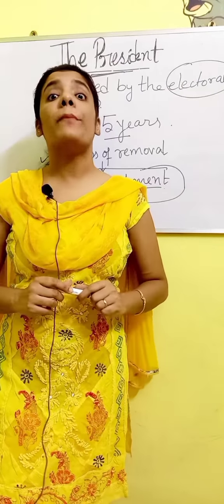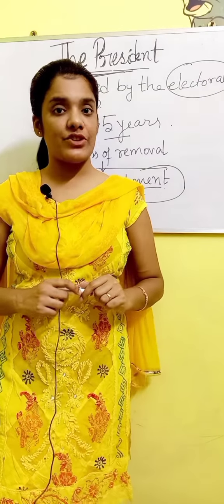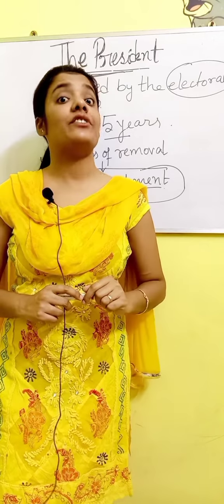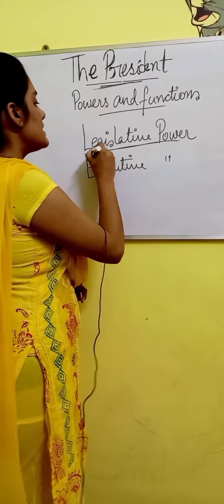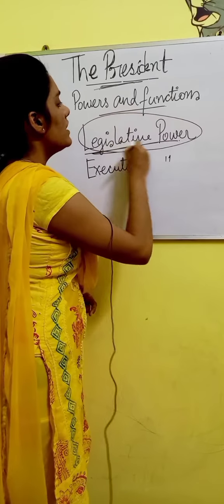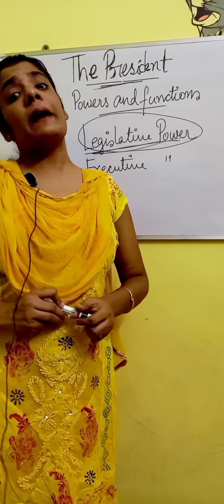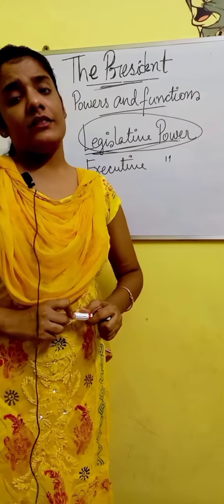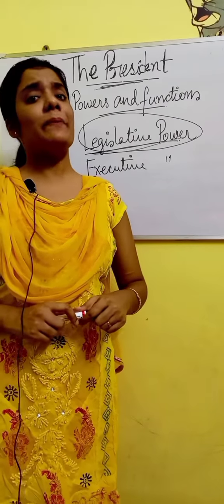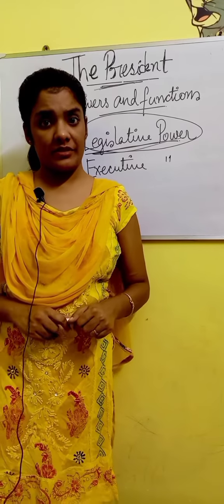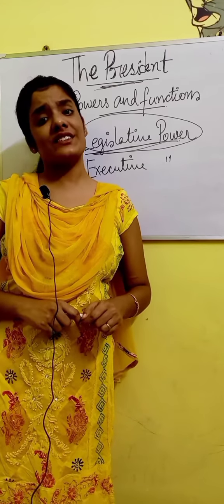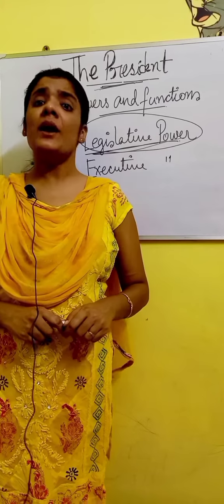Okay. Now, we will study about the powers and functions that are enjoyed by the President till he remains in his office. Okay. At first, we will discuss the legislative power of the President. Okay. So, after the Parliament gets elected, the President summons the Parliament twice in a year. Okay. This is the first legislative power that is enjoyed by the President.